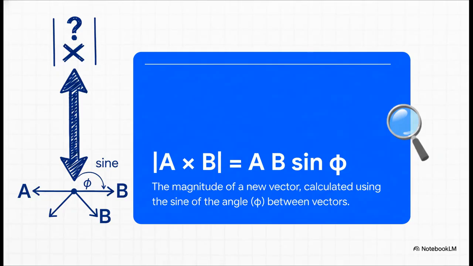Now take a look at this formula. It looks kind of similar, but notice that huge change. We're using the sine of the angle now, not the cosine. And this part is absolutely critical. This formula only tells you the magnitude, the size of that new vector. It tells you how strong the effect is. But the direction, for that, we need a whole other trick.